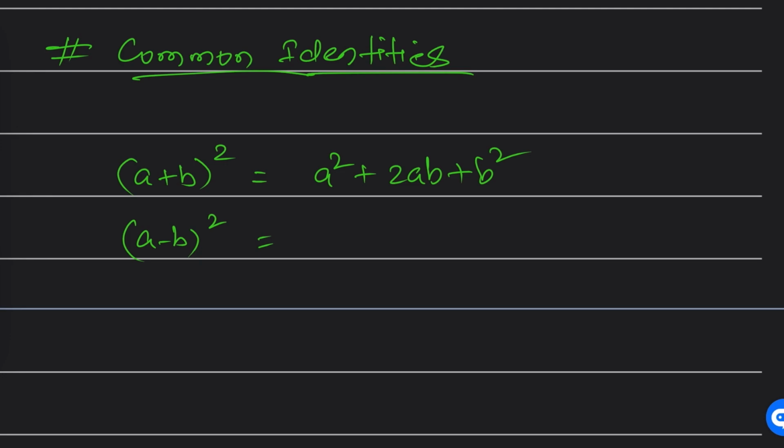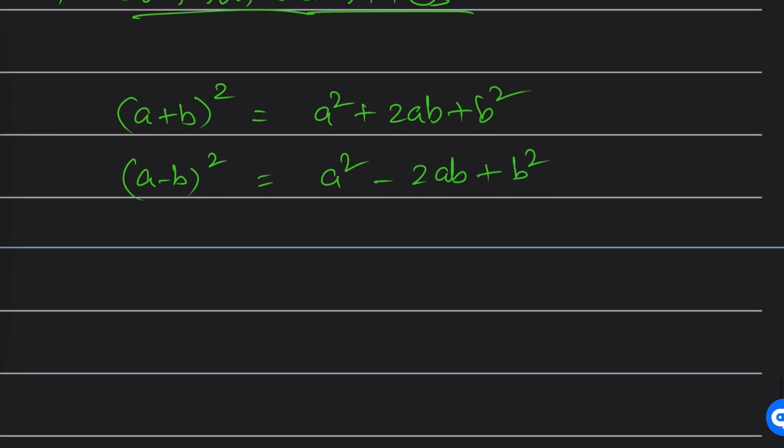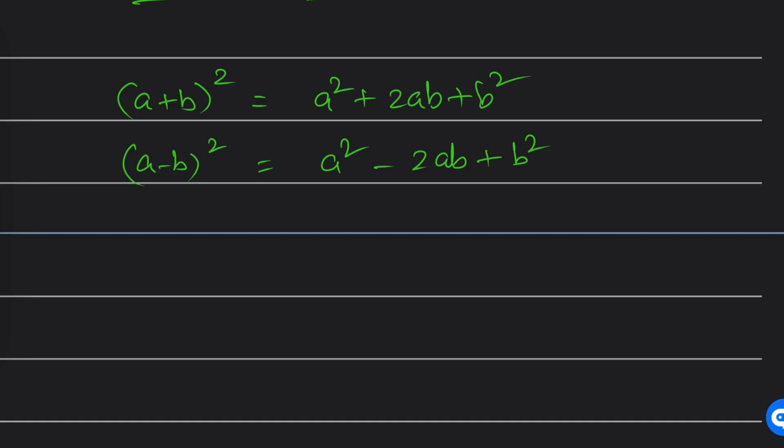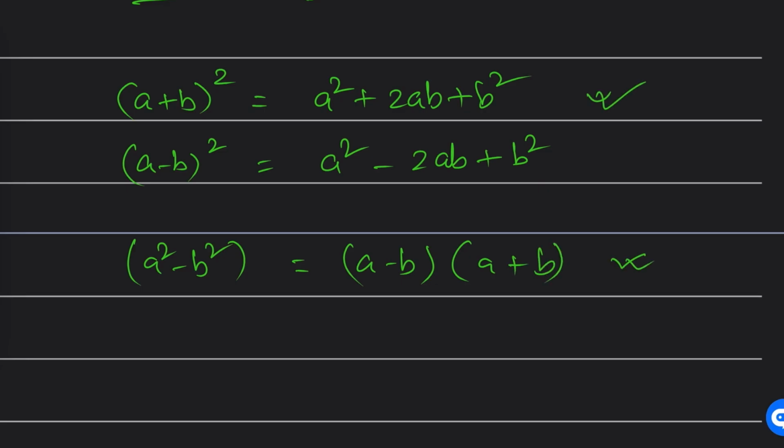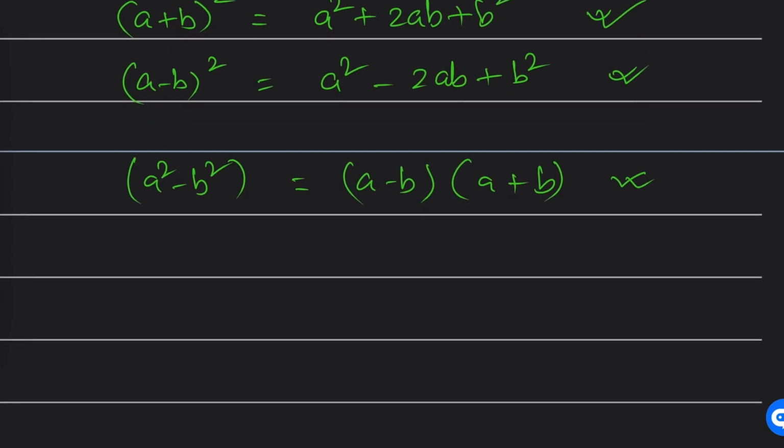(a − b) whole square is equal to a square minus 2ab plus b square. Next, you should remember a square minus b square, which most of the time I'm going to use. It is equal to (a − b) into (a + b). The most commonly used equations are these. Terms like (a + b) whole square come up mostly, but cubes do not. You can go through them if required, but these three are most important for your physics problems.